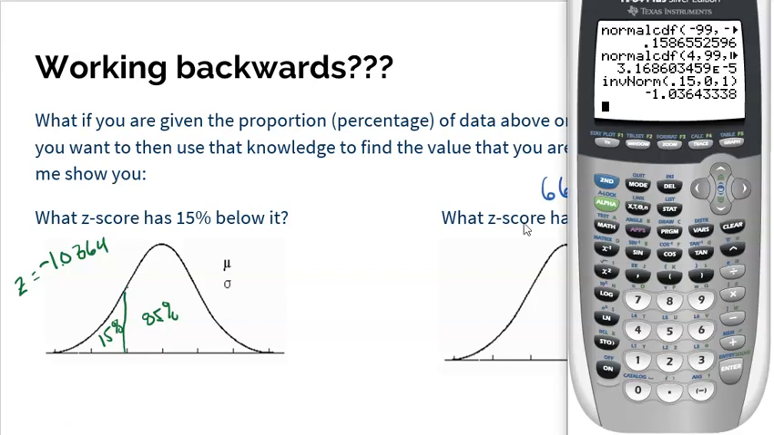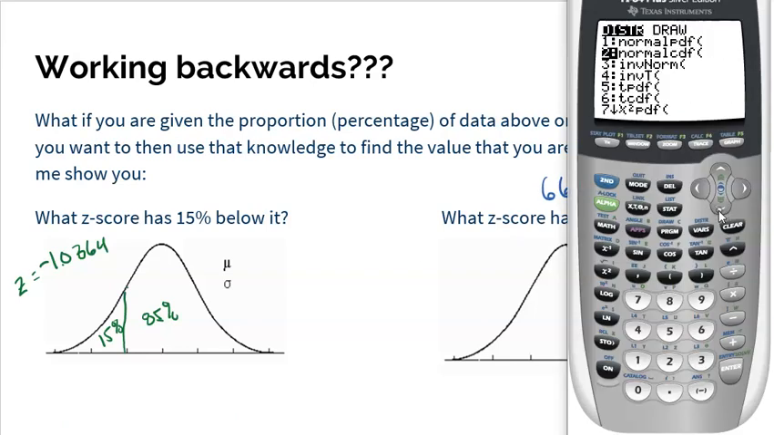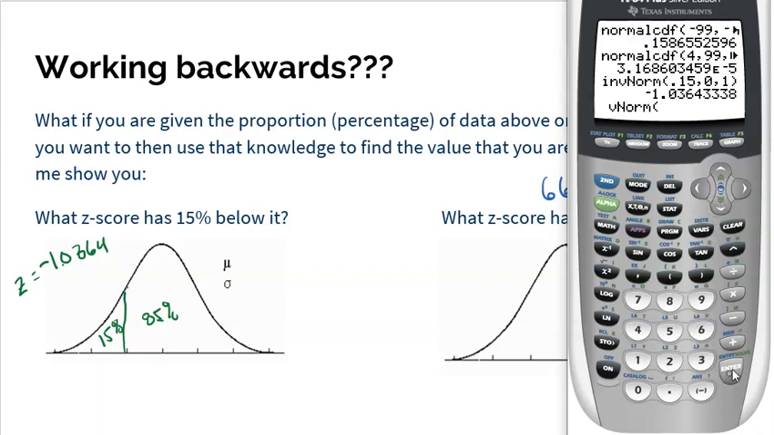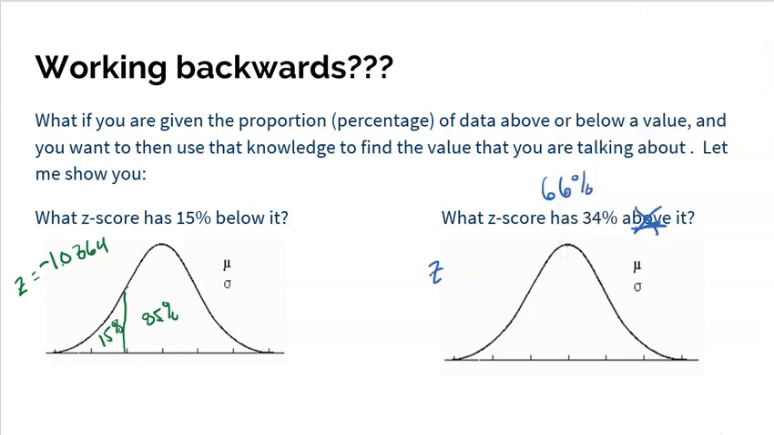below. So when I go and grab my invert norm here, I am going to be very careful. I got to type in 0.66. It only wants the proportion below, not above. All right, so I'm going to go ahead and hit paste here. And it gets 0.4125. So that's a Z-score of 0.4125.